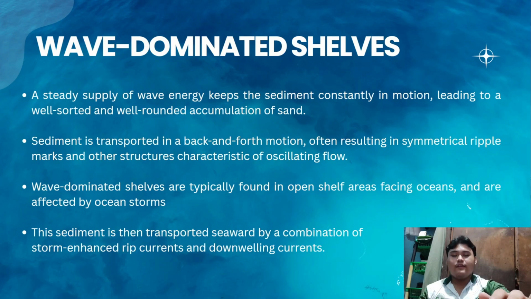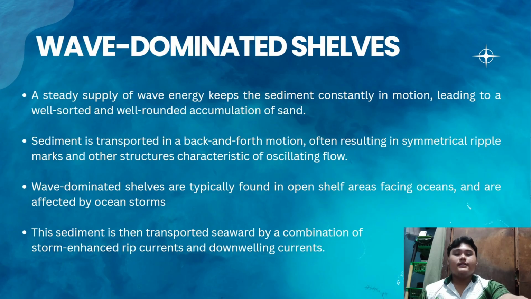Next we have the wave-dominated shelves. Wave-dominated shelves have a steady supply of wave energy that keeps the sediment in constant motion. This leads to a well-sorted and well-rounded accumulation of sand. Sediment is transported in a back-and-forth motion, resulting in symmetrical ripple marks and other structures characteristic of oscillating flow. These wave-dominated shelves are typically found in open shelf areas that face oceans and are affected by ocean storms.